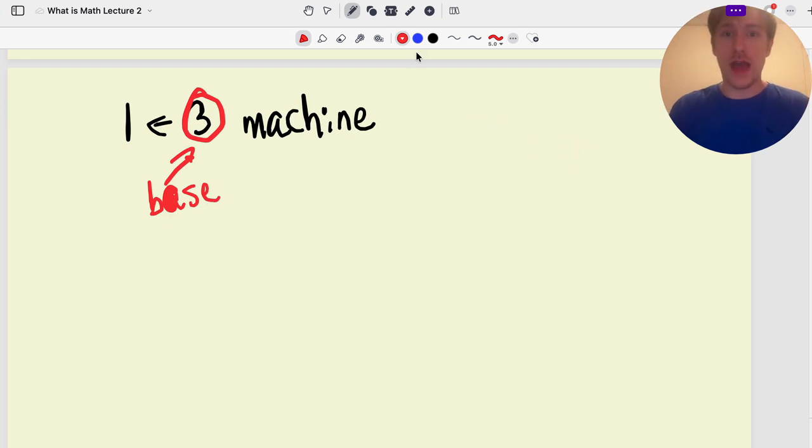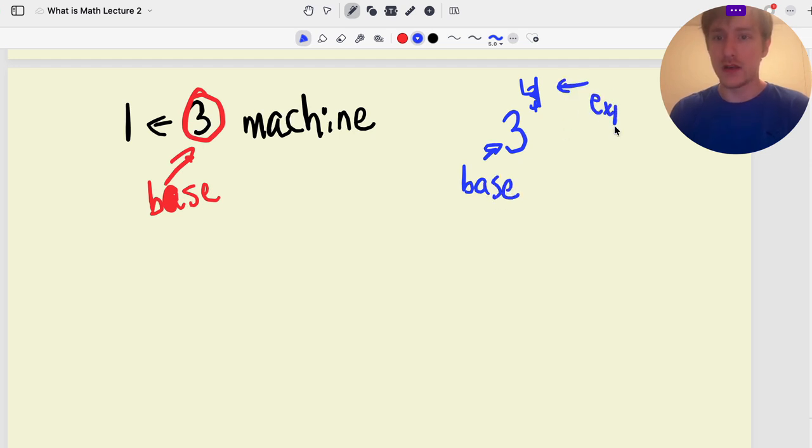Well, remember that with exponents, the way that I defined it, if I have 3 to the third or something like that, then this was called our, okay, that was a horrible choice. Let's do 3 to the 4. So 3 was our base, and 4 was the number of times I'm multiplying. And so we call that the exponent.